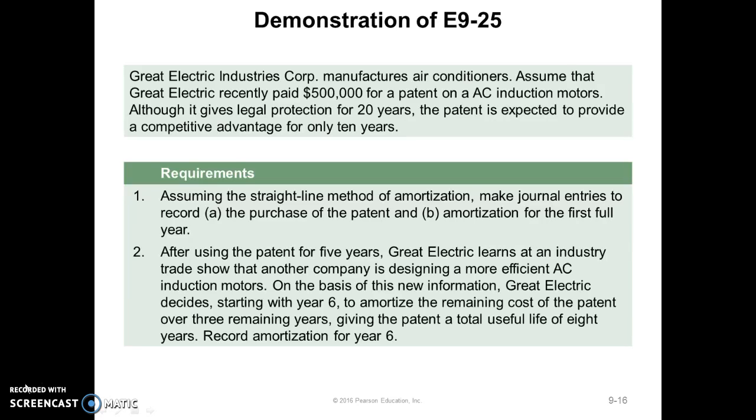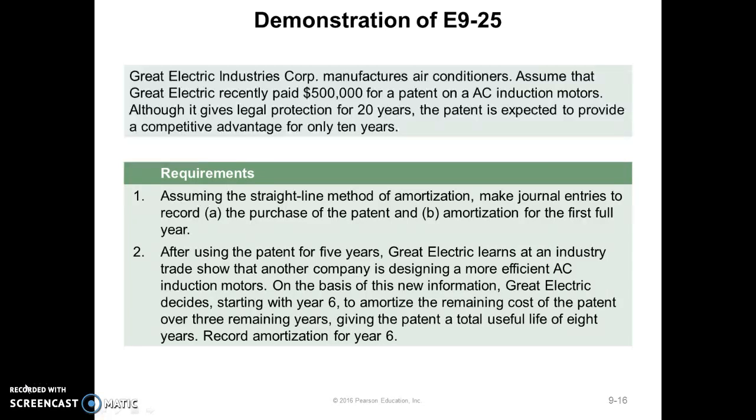So the requirements: assuming the straight line method of amortization, one, make journal entries to record the purchase of the patent and the amortization for the first full year. And two, after using the patent for 5 years, Great Electric learns at an industry trade show that another company is designing a more efficient AC induction motor. On the basis of this new information, Great Electric decides, starting with year 6, to amortize the remaining costs of the patent over 3 remaining years, giving the patent a total useful life of 8 years. Record the amortization for year 6.